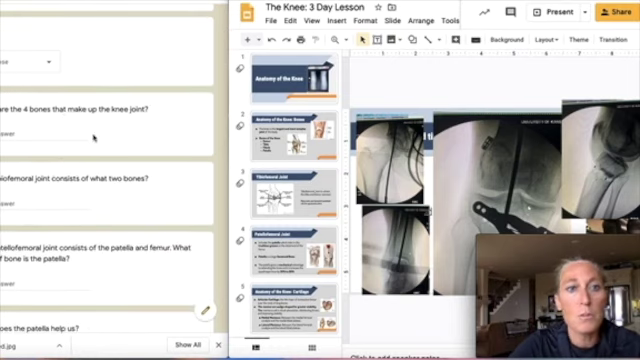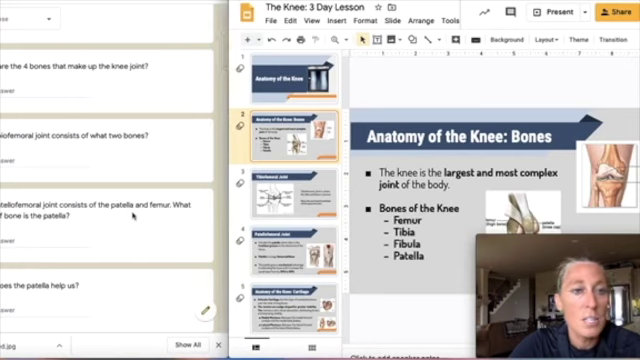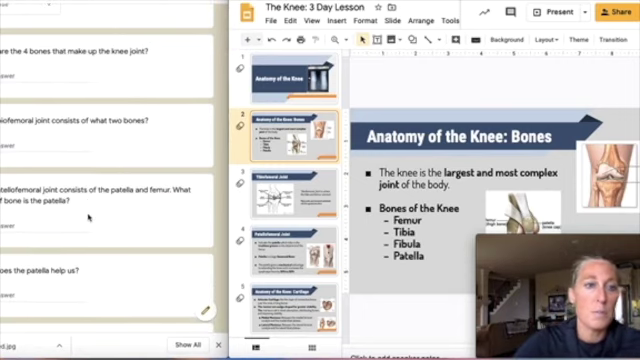What are the 4 bones that make up the knee joint? Let's see on this slide here, the 4 bones that make up the knee joint are the femur, the tibia, the fibula, and the patella. So we have the femur, the tibia, the fibula, and the patella is the kneecap. The next question, the tibiofemoral joint consists of what 2 bones? Tibia, femur. So it consists of the tibia and the femur. The patellofemoral joint consists of the patella and the femur.